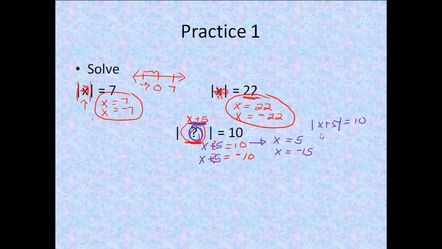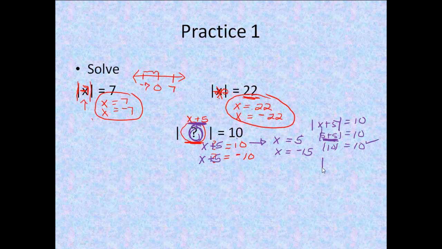Well, when I put 5 in here, you have to ask yourself, is that true? Well, absolute value signs are kind of like grouping symbols, so I have to do everything inside here first. So 5 plus 5 is 10, and then I have to ask myself, is the absolute value of 10 equal to 10? And that is yes, so I know the value of 5 works.